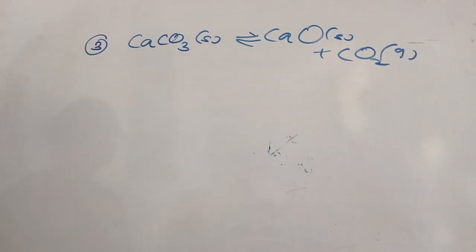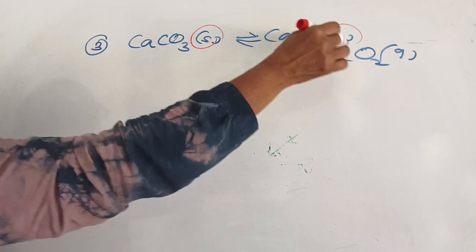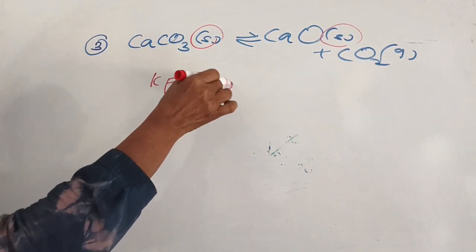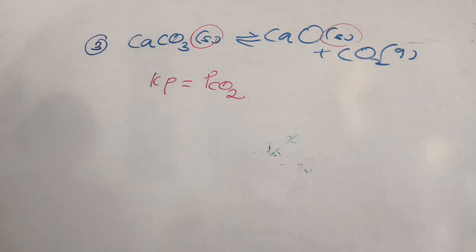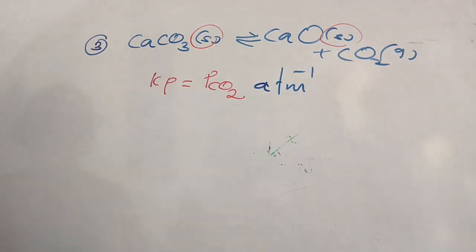As for the Kp expression dealt with before, this was a gaseous reaction. For this type of reaction, where two solids are involved in the equation, the Kp should be the partial pressure of carbon dioxide only, as we do not include solids in our equilibrium expression. The units will be atmosphere minus 1.